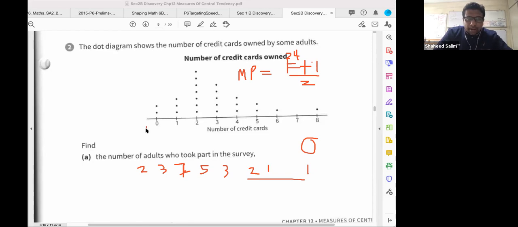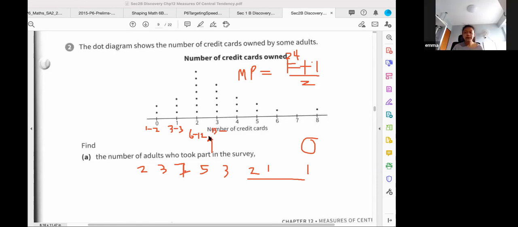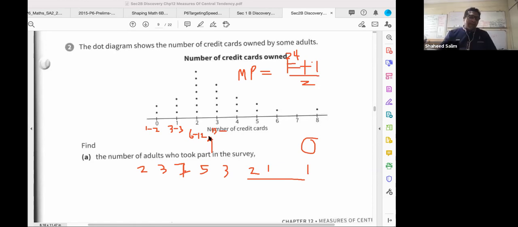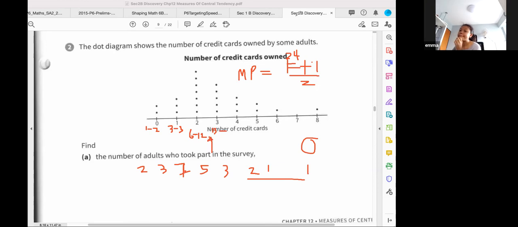So let us see. This is from 1 to 2. 3, 4, 5. This is number 3 to number 5. There's 7 here: 6, 7, 8, 9, 10, 11, 12. This is 6 to 12. And this is 13 onwards. But it's in between. So how? Take 2 plus 3, then divide by 2. Yes, well done. So your answer is 2.5.